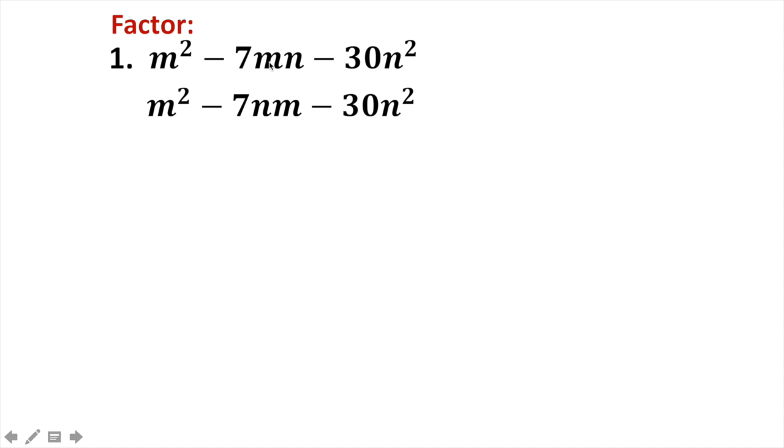Traditional order is m, then n. But this one I'm going to put out of order, and there's a reason behind that. So if we do just a normal one, if we pretended the n's weren't there at all, the normal one would be we need two numbers that multiply together to give us c, but add together to give us b.